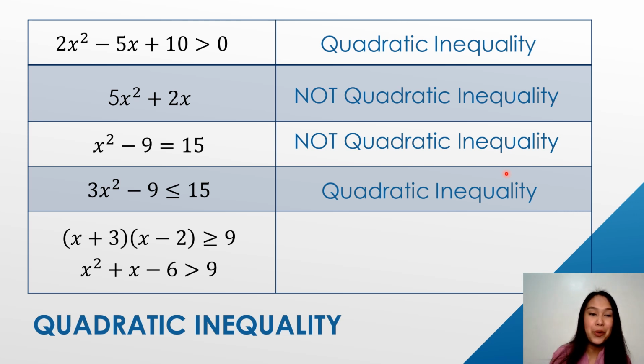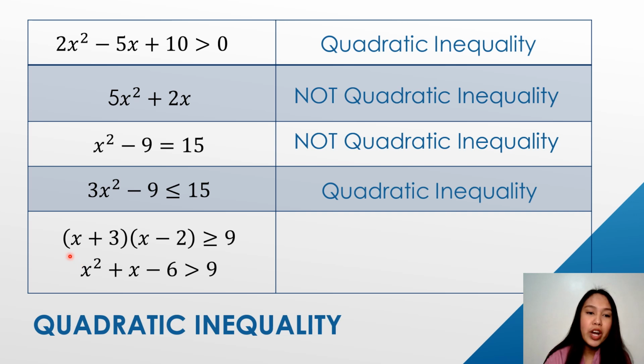Yes, it is a quadratic inequality because, again, there is a quadratic term, 3x squared, and there is an inequality sign, less than or equal to. Now let us go with the last expression. I have here the quantity of x plus 3 times the quantity of x minus 2 greater than or equal to 9. Is it a quadratic inequality? Here comes an example that is quite tricky. Why? Because, as we can see, right in the expression, there is no variable with a highest exponent of 2. This makes the expression not quadratic as it is.